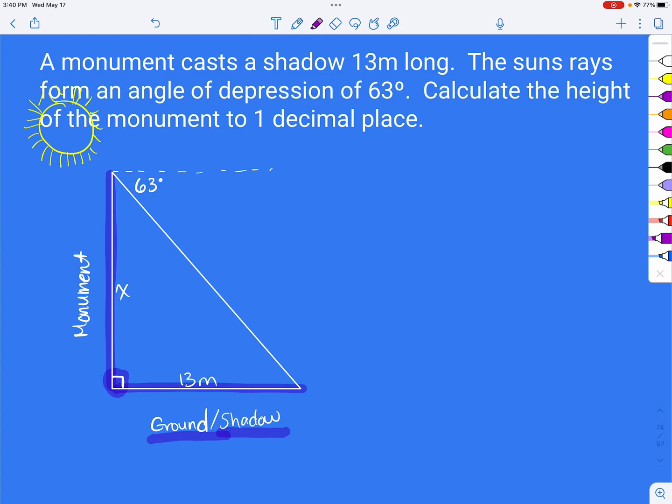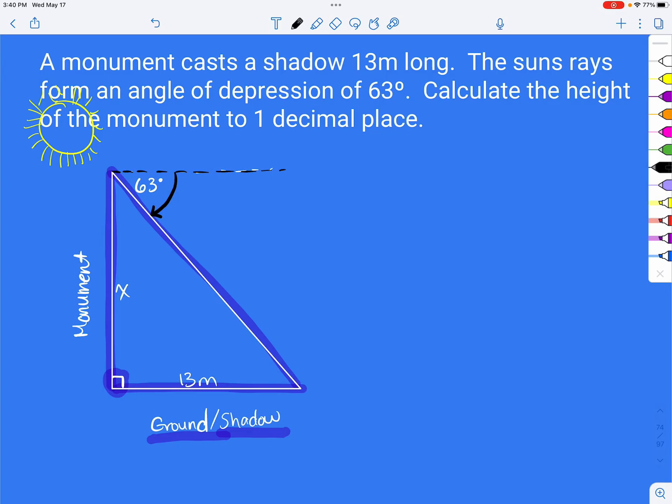Angle of depression. So when I drew my triangle, this was the first triangle that I had. The angle of depression is from a horizontal line. I didn't have this line in originally, so I put a horizontal line in, and the angle of depression is from that going down.